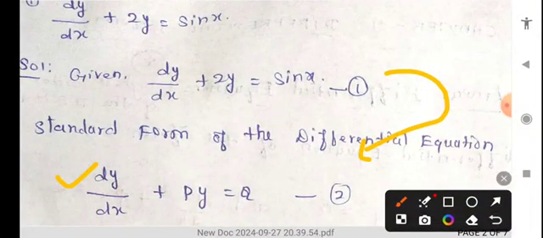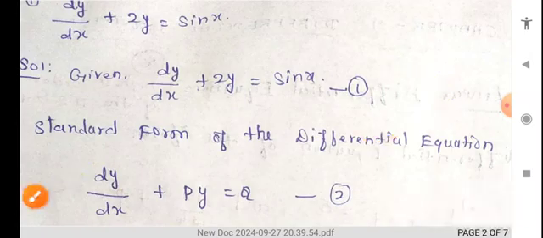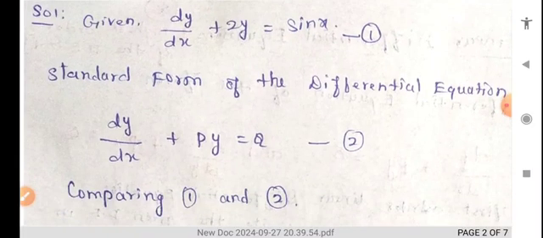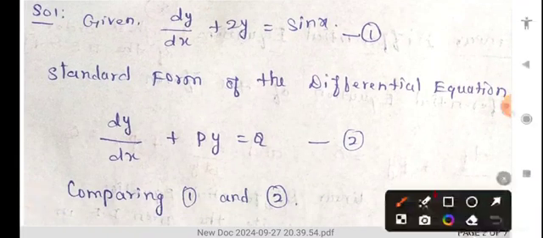Then the second one is, we take the standard form, dy by dx plus py equal to q. Okay, right. Take this one as the second equation. Then after that, you have to compare 1 and 2.